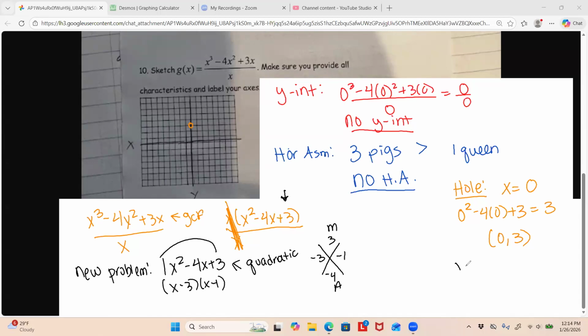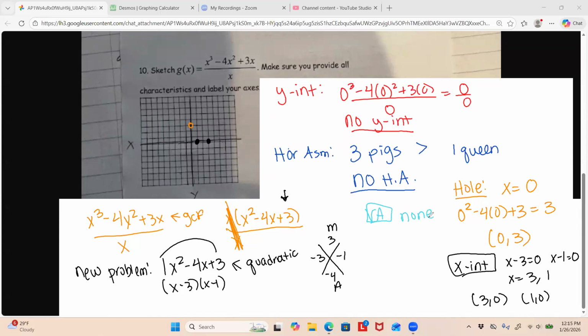And now for our x-intercepts, you set the top, which is all we have, the bottom canceled, set the top to 0. So x minus 3 equals 0, x minus 1 equals 0. So x is 3 and 1. So we have an x-intercept at 3 and 1. So let's graph that. On the x-axis, come over 1, put a dot. Come over 3, put a dot. For your vertical asymptote, it is the bottom set to 0, but the bottom canceled out. We don't have a bottom to set to 0, so we will not have a vertical asymptote.